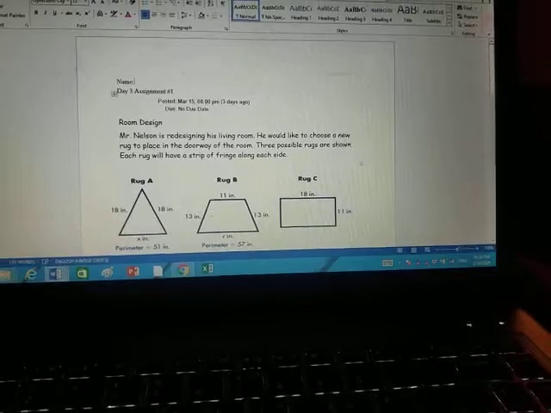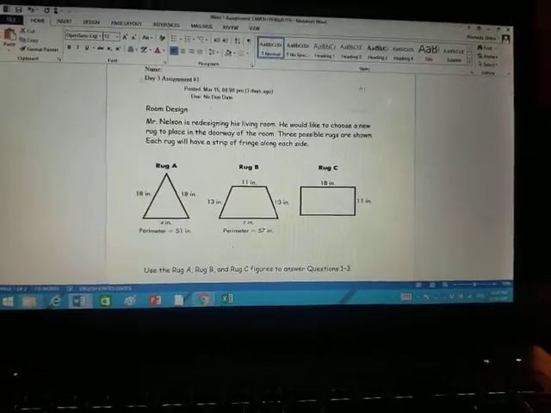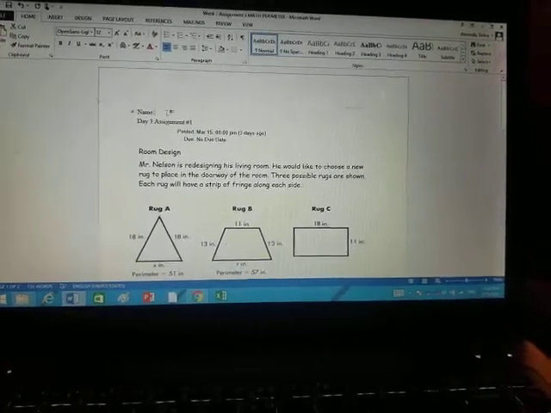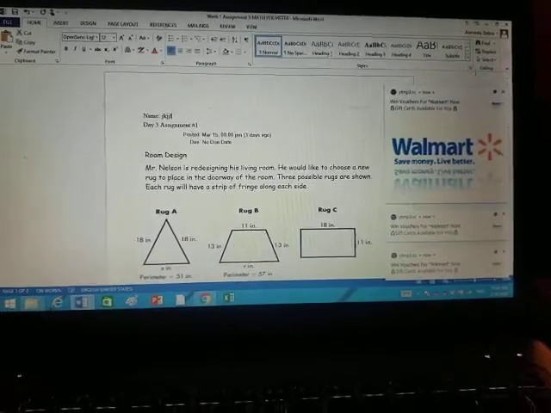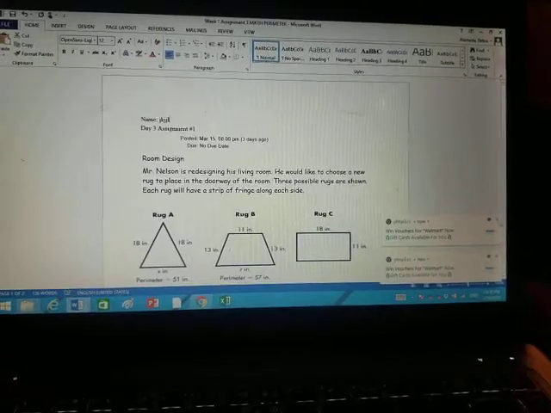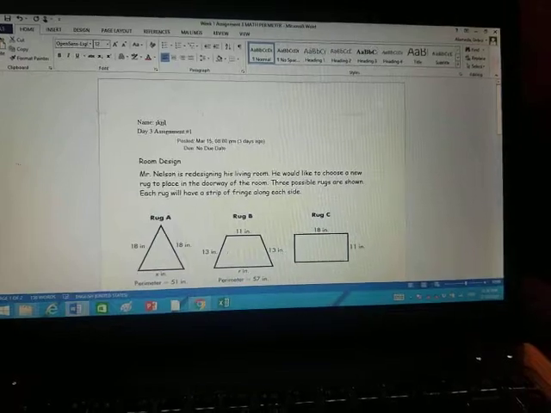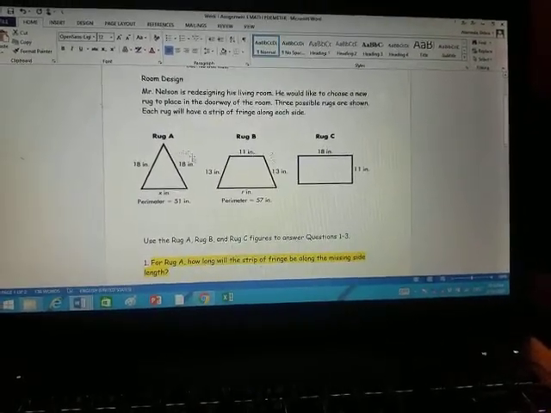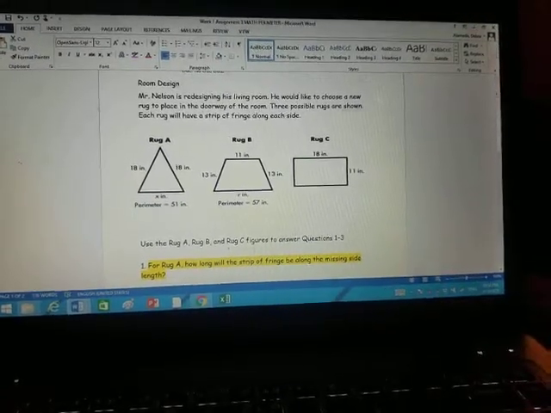Now, to make things easier for me to explain it, I'm going to go to this. I made the document much bigger so you can see and so that you can type in it. So I sent this to your parents, so make sure you get it. As always, put your name. Then what I need you to do, of course, I get pop-ups all the time. Let me exit out of those. You're going to look at these 3 rug designs and you're going to answer the questions that go along.